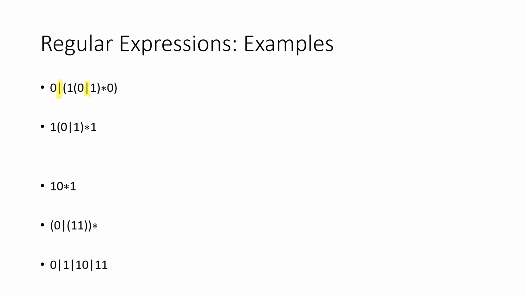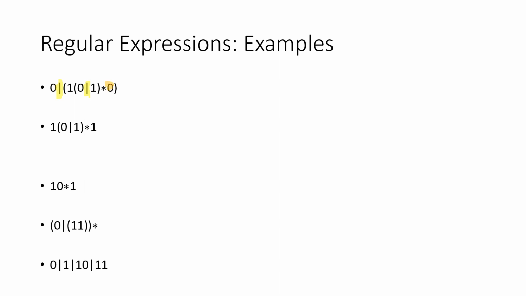And so one way to think of the pipe is union, but another way that you may already be thinking of is that it could represent OR. So this first string is going to be 0 or something else. And so the string 0 is included, and then this other thing is included. And let's work through what this other string is.